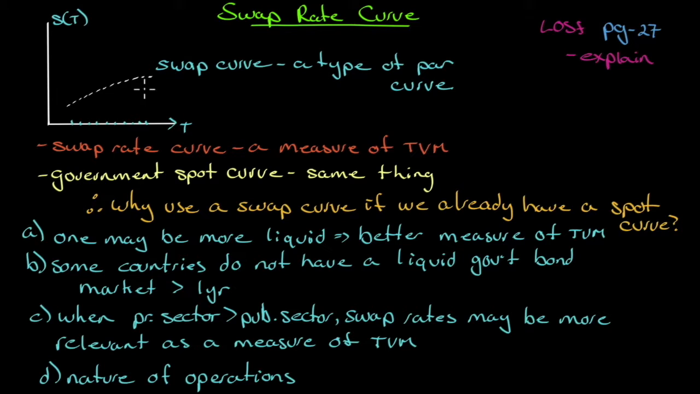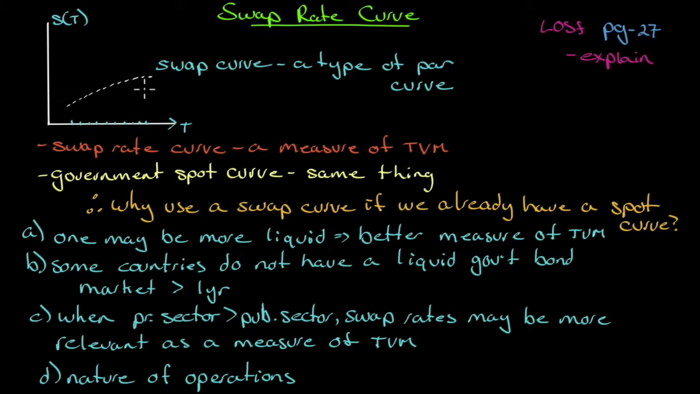B, some countries do not have a liquid government bond market greater than 1 year. So even if you were going to introduce bonds in that particular market, that government spot curve would be a poor measure of the time value of money. C, when the private sector is greater than the public sector, swap rates may be more relevant as a measure of the time value of money. In the U.S., that is the case. The private sector is greater than the public sector, but the treasury market is still so deep that both of them are relevant as a time value of money.